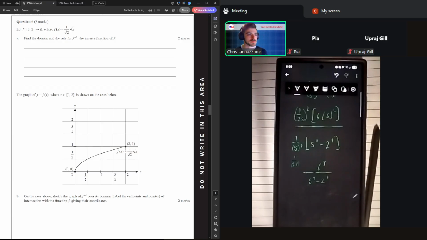Finding inverses is always done by first swapping the x and y and then rearranging for y. Just don't forget to relabel it as F inverse, don't just leave it as y. 2x squared is correct, yep, well done. That will be the function, the rule of F inverse. That'll get you 1 mark. There's another section in there.